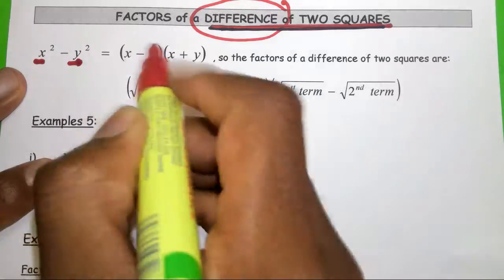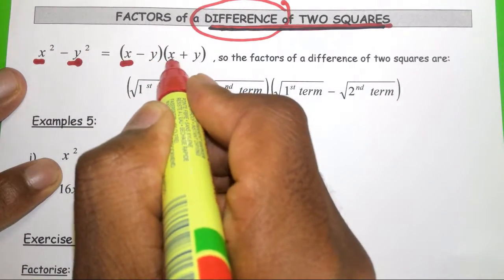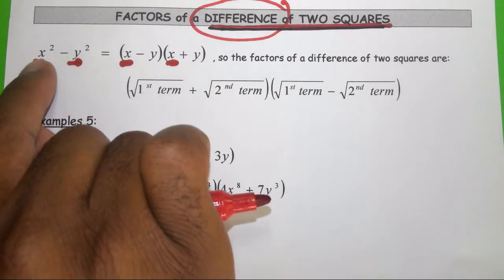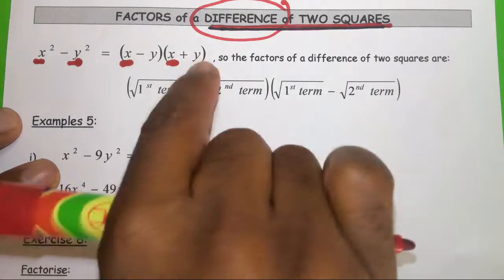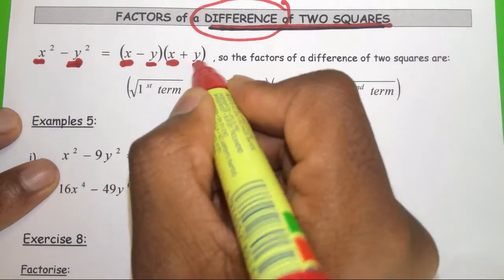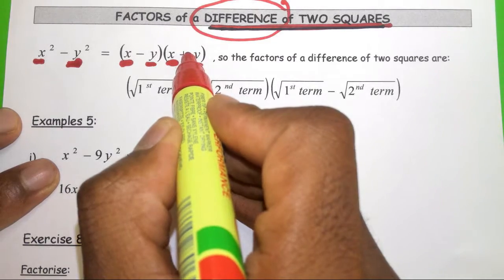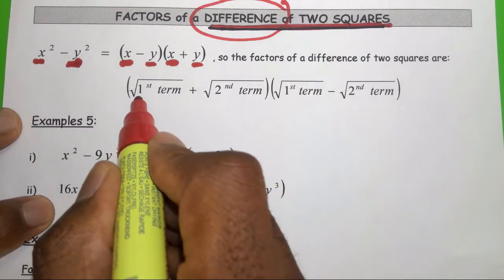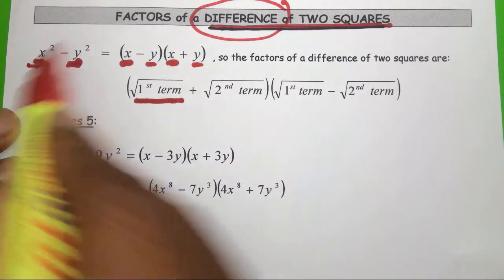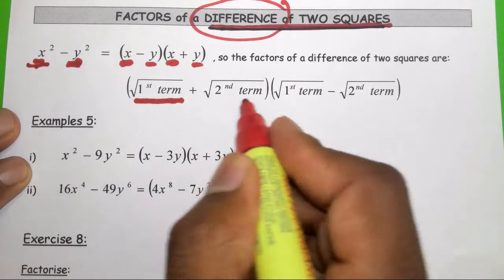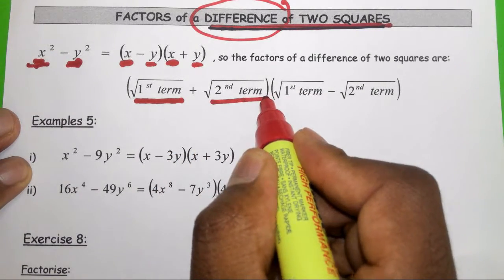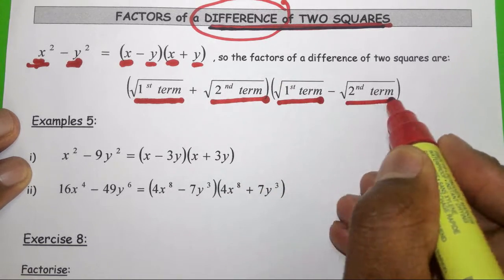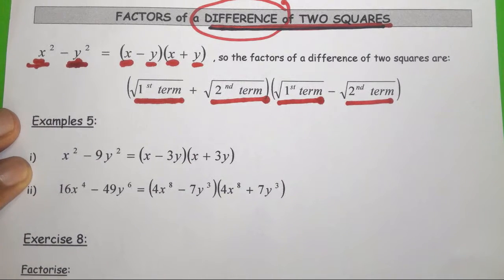We factorize this. So we'll have x there, x there. X times x is x squared. Some of you call it dots. So that's x and x, you get x squared, and you'll have y and y. Then you'll have a minus and a plus. It doesn't really matter whether you start with the plus or the minus. So this is what you mean: you square root the first term plus, or you can say minus, the square root of the second term, then in bracket, square root the first term minus the second term. The second term is y squared.